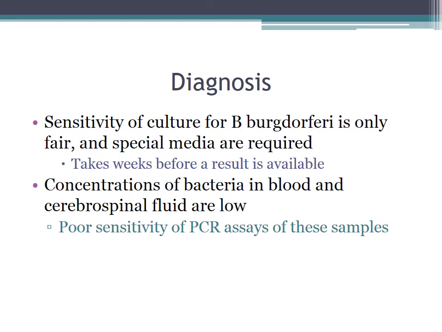The sensitivity of culture for Borrelia burgdorferi is only fair, and special media are required, and this test takes weeks before a result is available. Concentrations of the bacteria in the blood and cerebrospinal fluid are low, and this results in poor sensitivity of PCR assays for these samples.